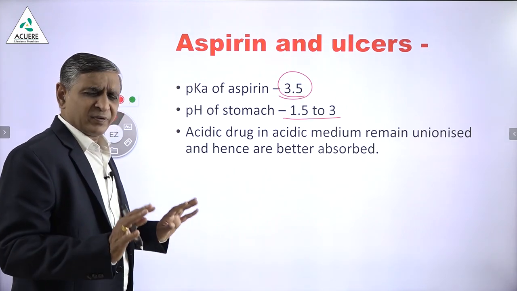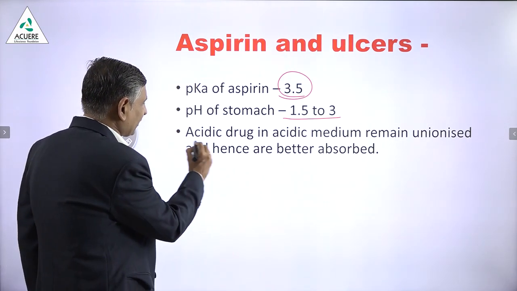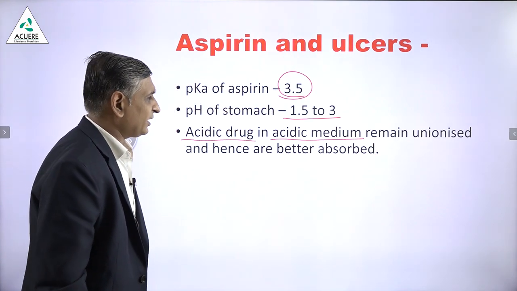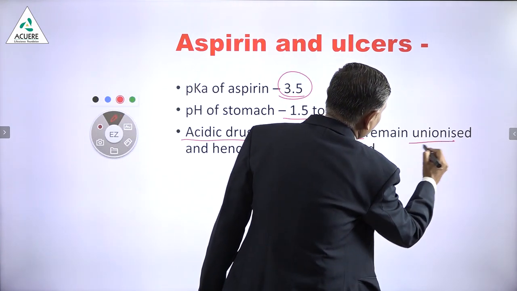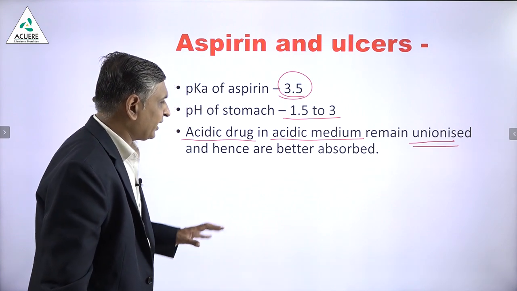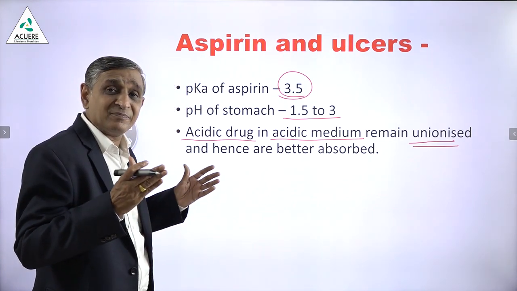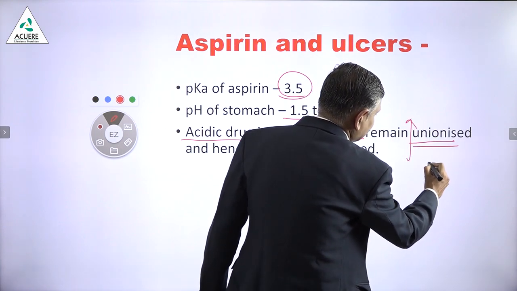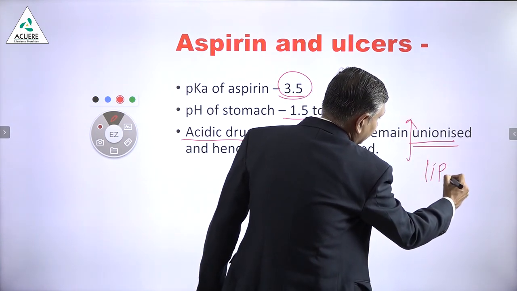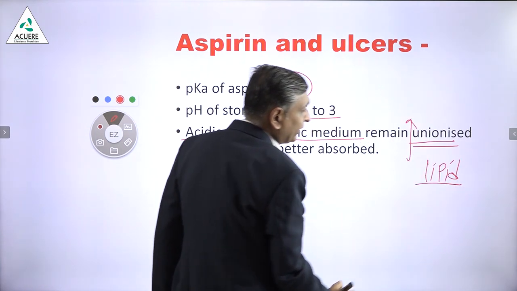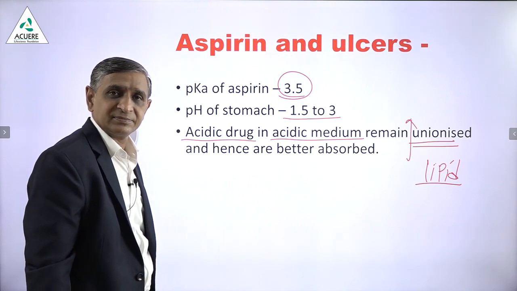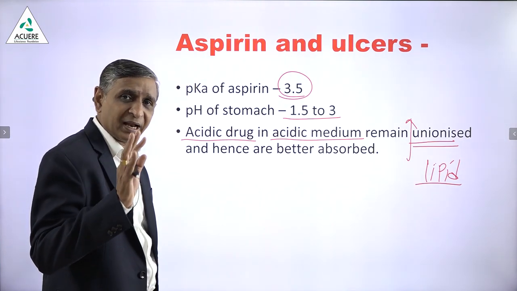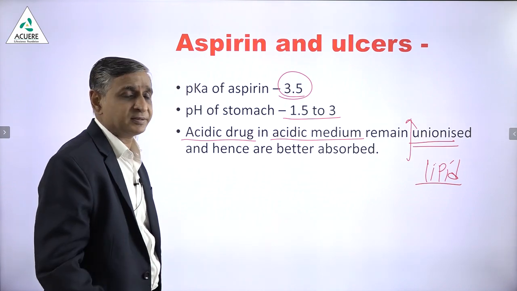Do remember a very simple thing: when the drug is acidic and the medium is acidic, the drug will remain in its unionized form. And the unionized form of the drug is an absorbable form, because as the unionization increases, lipid solubility of the drug increases. And this is how aspirin will be well absorbed in the stomach.